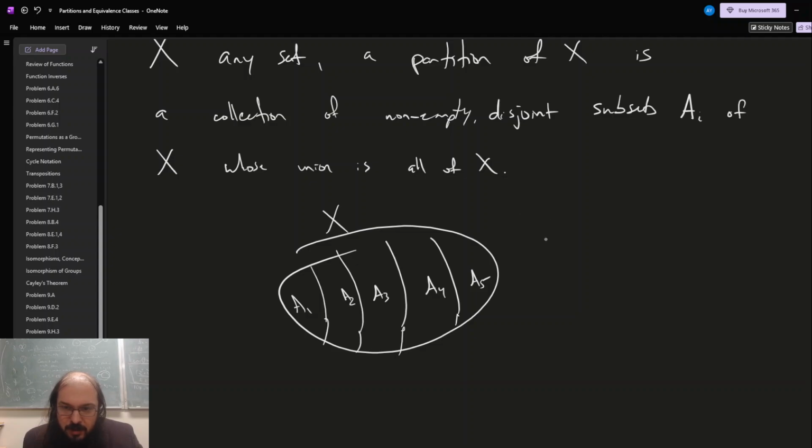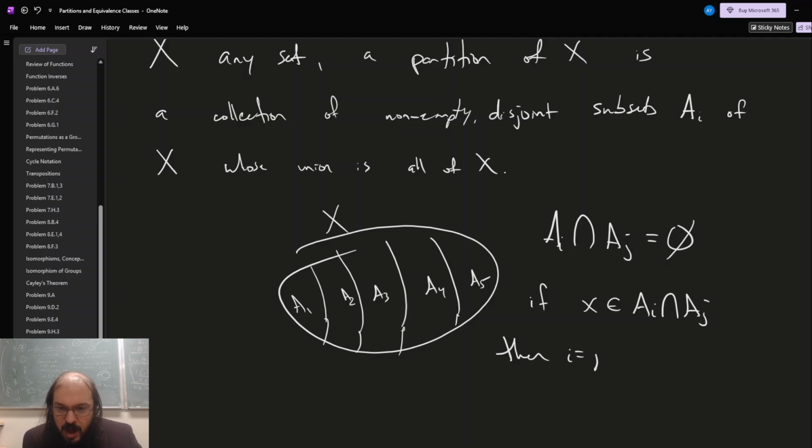Disjoint means that the intersection of any two of them is empty. And in particular, another way of saying this is if x is in Ai intersect Aj, then i is actually equal to j. So here, one way of saying it is that we have i different from j, no intersection. And if something ever is in the intersection of two of these guys, then they're the same subset to begin with.